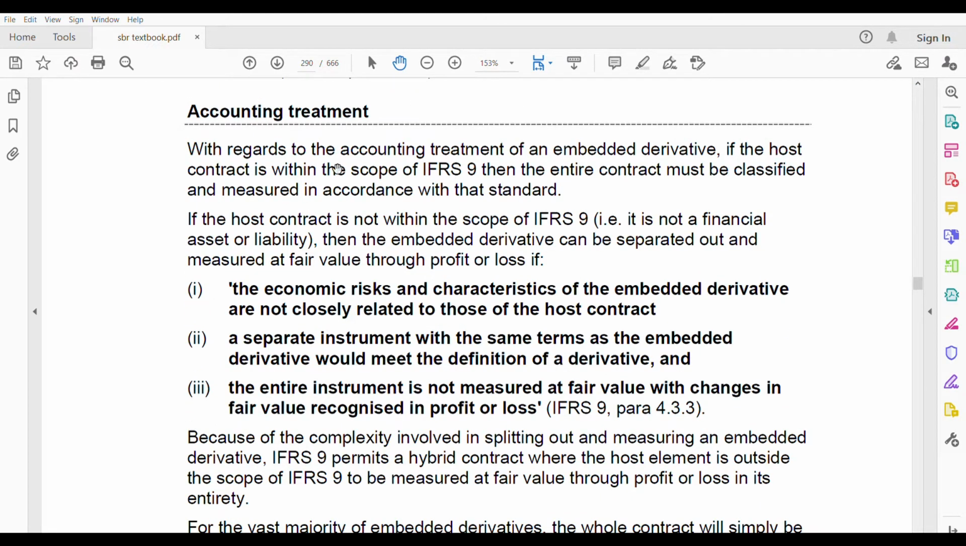If the host contract is within the scope of IFRS 9, not all contracts are within the scope of IFRS 9, but if it is, then the entire contract must be classified and measured in accordance with that standard. Entire contract.